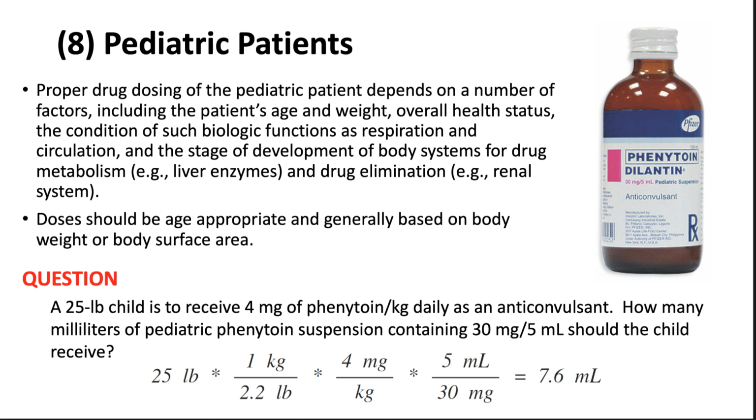Okay, so now we can do the math. 25 times 1 divided by 2.2 times 4 times 5 divided by 30. Just work the math straight across, and your final number, if you do the math correctly, should be 7.6. And since the units are milliliters, we've calculated that this child would need 7.6 milliliters per day as the volume to be able to provide the correct dose of 4 milligrams per kilogram per day of phenytoin for this 25-pound child. And that's the answer to that question.